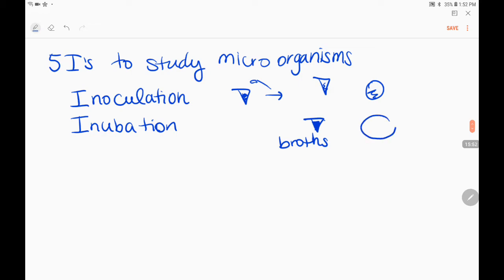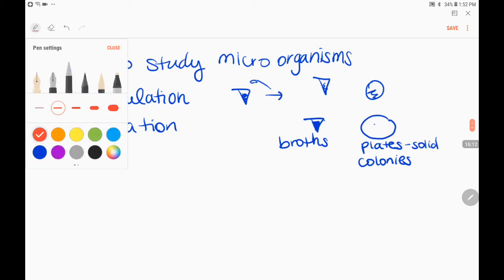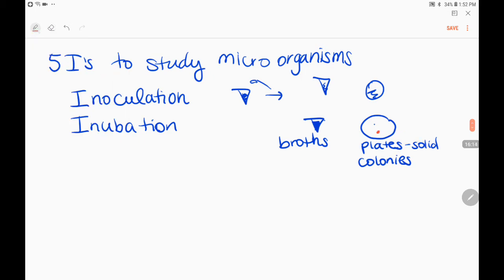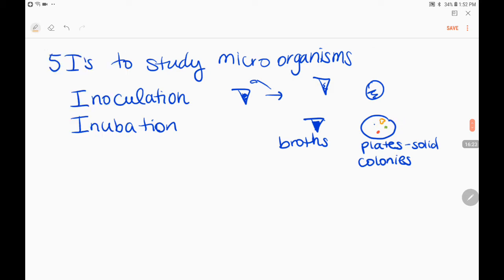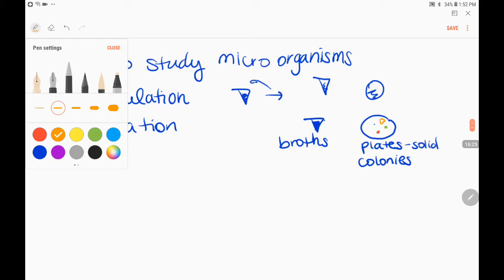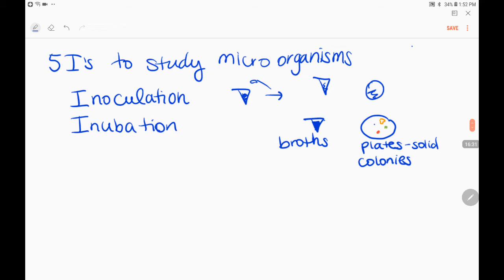And these plates are really great for growing individual colonies because plates are solid. They give a solid surface for the growth of colonies, and the colonies are different for each individual bacterium. So some of them could be red, some of them could be green, and this is how we can study them. So they will look different, and yes, we are practicing this in lab. Okay, so that's the point of incubation.